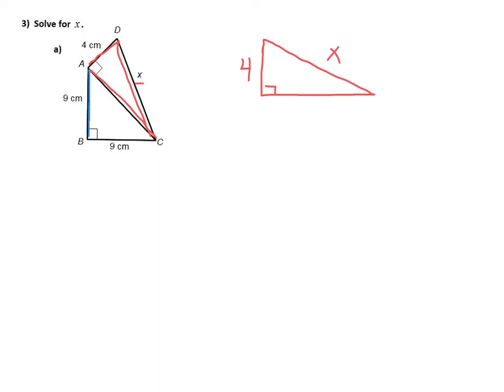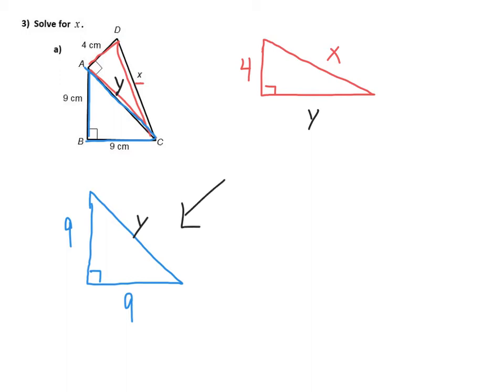Now they also give me this other triangle. Now I'm not specifically solving for anything on this triangle, they give me 9 here and 9 here and the right angle here. So the thing is, if I'm ever going to get the value for x, I'm going to need this value right here. Let's call it y. Well, it looks like y is part of the red triangle and part of the blue triangle. So if I can solve for the value of y in this triangle, I'll be able to solve for the value of x in this triangle.